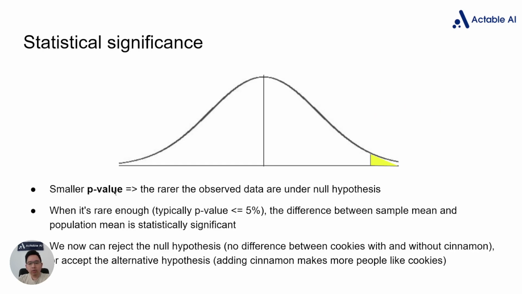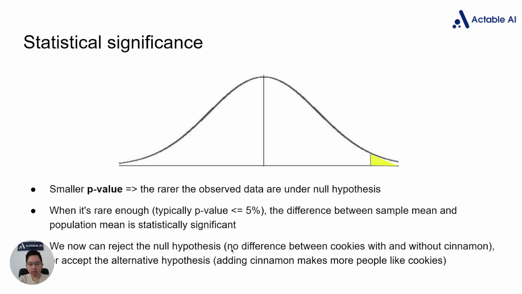So here we see that the smaller the p-value is, the rarer the observed data is under the null hypothesis, right? If it's more on this right-hand side, then the chance of this observed data happening under the null hypothesis is really low. So when it's rare enough, typically in scientific literature, we pick 5% as the threshold. When it's low enough, then the difference between the sample mean and the population mean is statistically significant, right? And in this case, we can start to reject the null hypothesis.